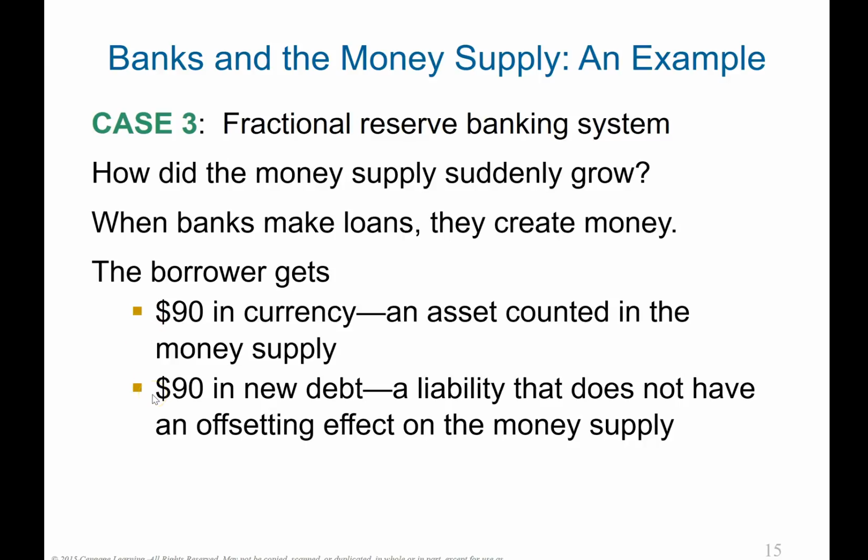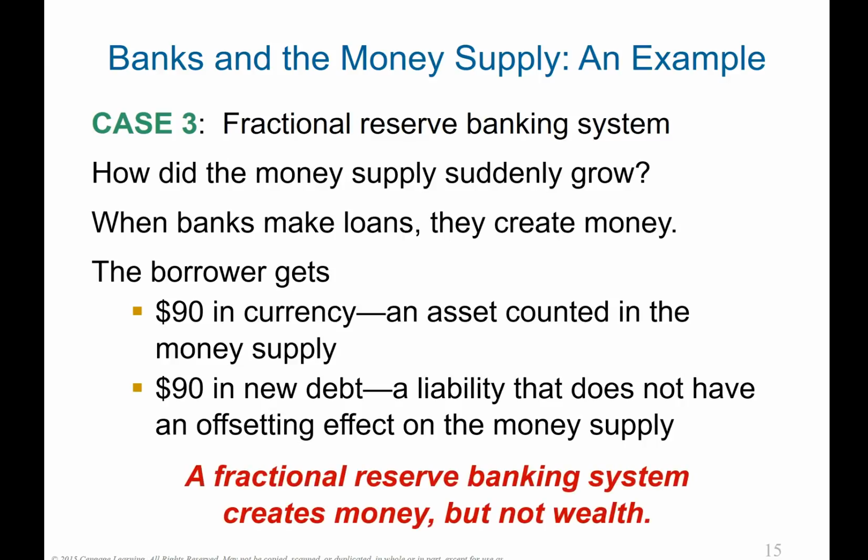And that is counted in the money supply. That $90 in new debt becomes a liability that doesn't have an offsetting effect on the money supply. So there's no offsetting asset. And so that $90 in new debt becomes a liability and it must be repaid in the future. So what you've seen here is a fractional reserve banking system is creating money. Now the key to this is it's creating money. It's adding $90 to the money supply, but it did not create wealth. And that's why it's important to recognize that it creates $90 in new debt, which offsets that $90 in currency.